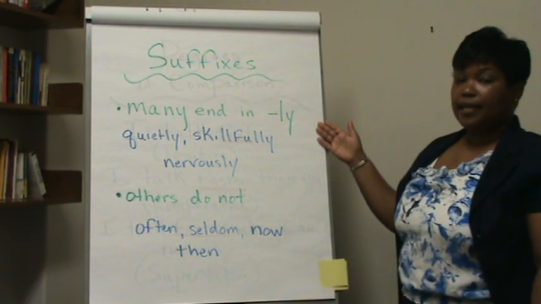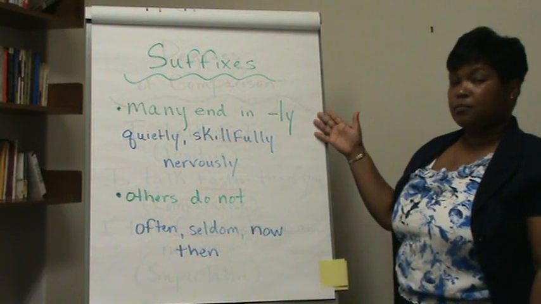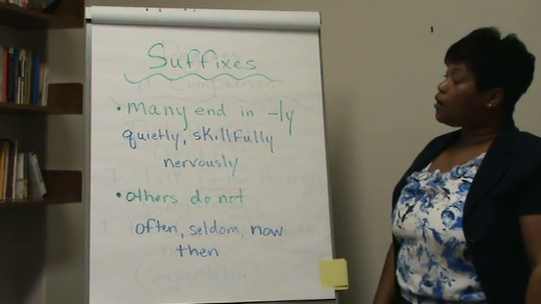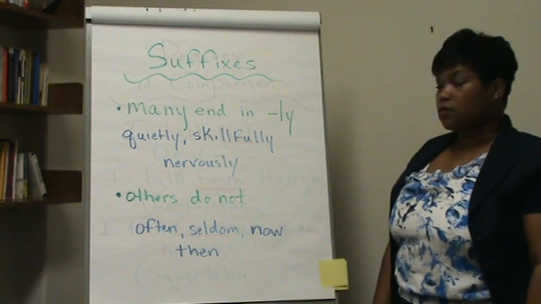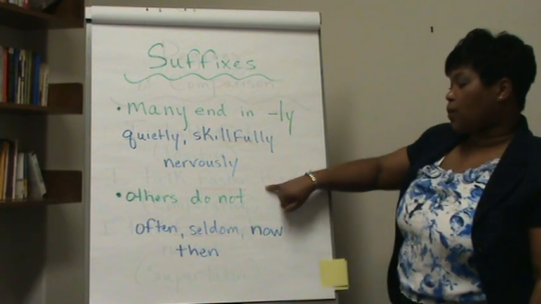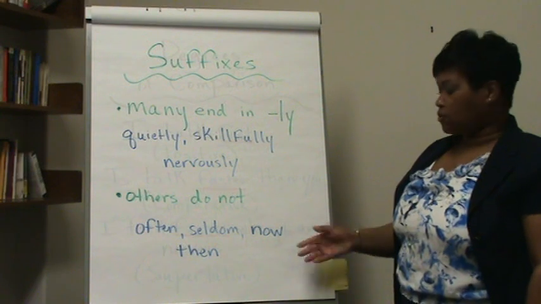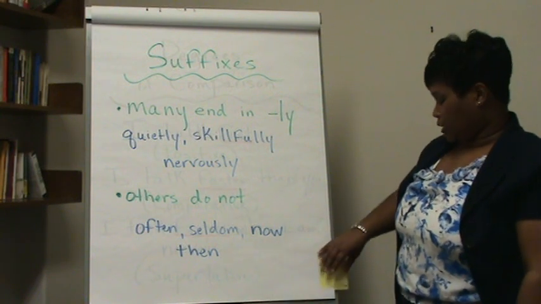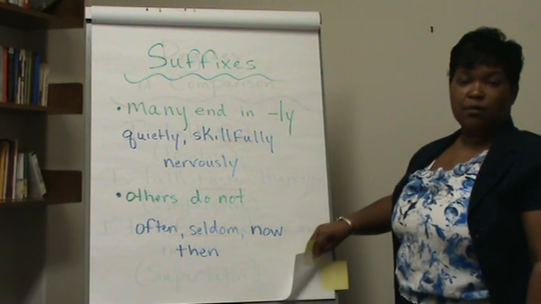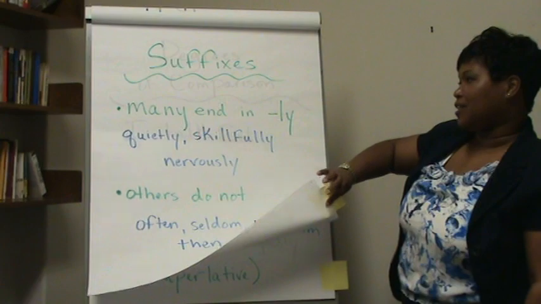Suffixes, again, are word endings. And so very often you will see adverbs with the ly word ending, like quietly, skillfully, nervously. But that's not the only way to represent an adverb. You also have words like often, seldom, or as with the nouns, now or then. I like to drink tea now and then. That would be, now and then would be used as adverbs to describe how often I drink tea.